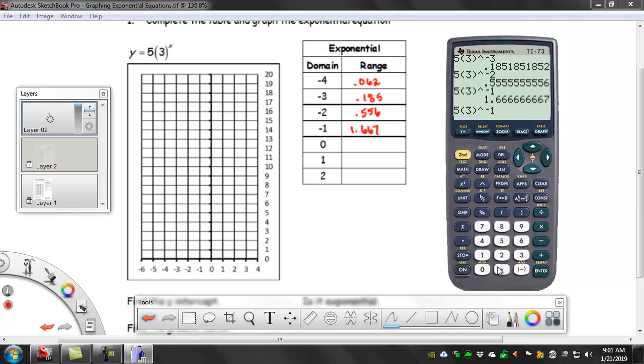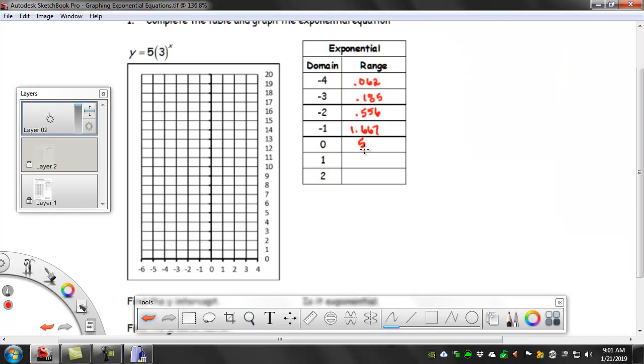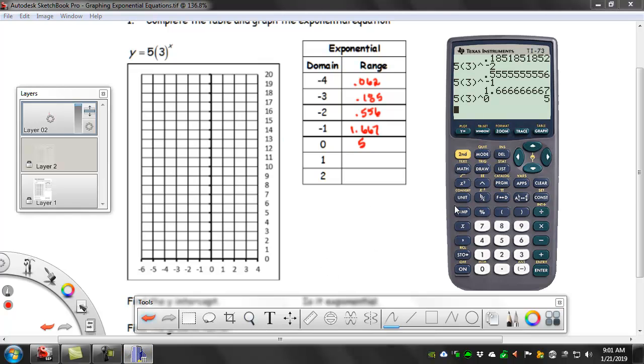Now I put a 0 in here. Now remember, 0 is important because this should coincide with the 5 that we get from the equation. It has to be the y-intercept. And so at 0 I have a 5, and it matches that first number in our equation, so I know I'm graphing my equation correctly.